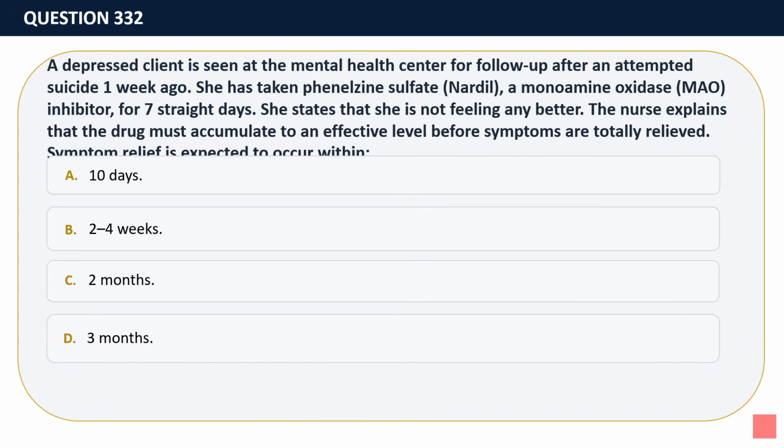Question 332. A depressed client is seen at the mental health center for follow-up after an attempted suicide 1 week ago. She has taken phenelzine sulfate, Nardil, a monoamine oxidase, MAO, inhibitor, for 7 straight days. She states that she is not feeling any better. The nurse explains that the drug must accumulate to an effective level before symptoms are totally relieved. Symptom relief is expected to occur within A. 10 days. B. 2 to 4 weeks. C. 2 months. D. 3 months.